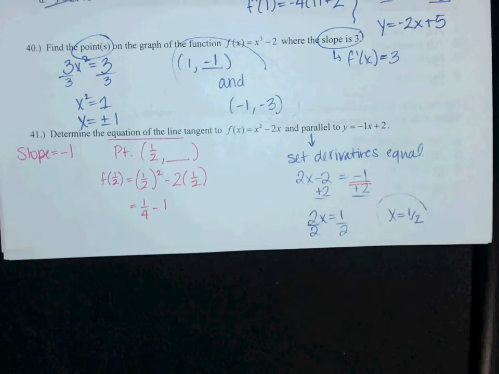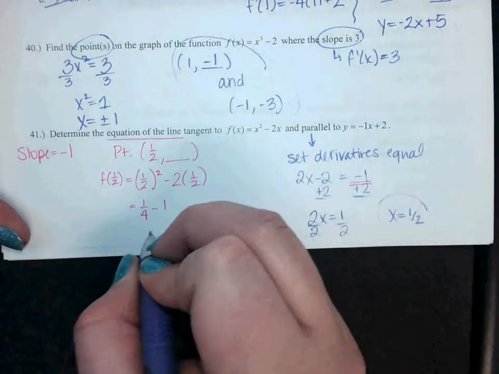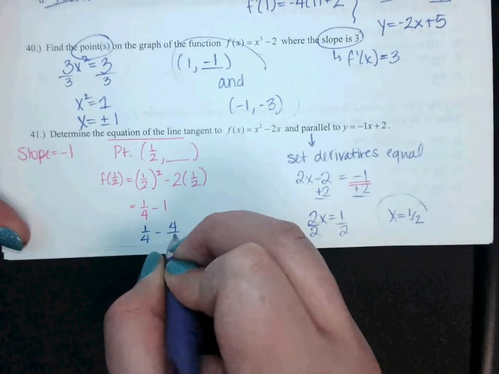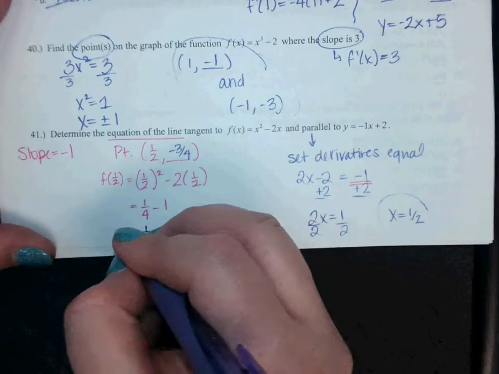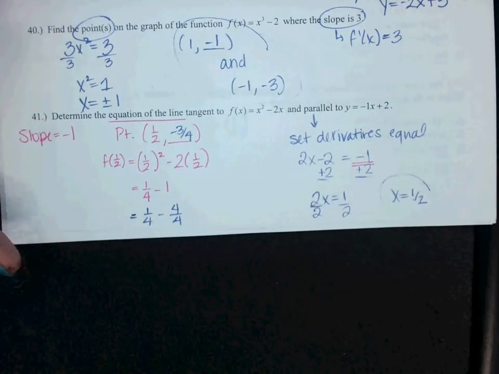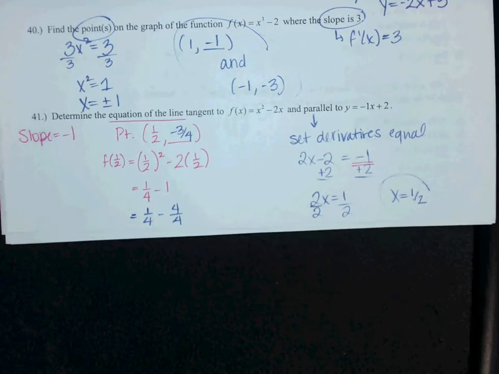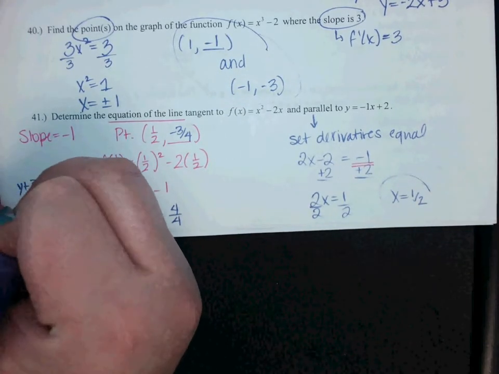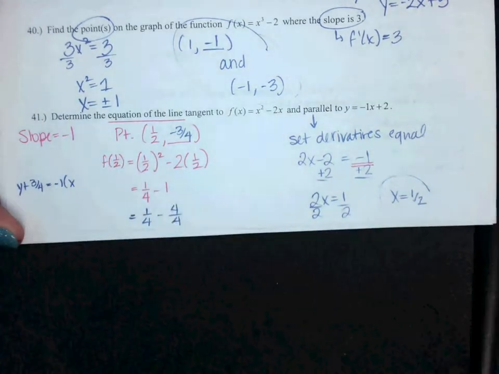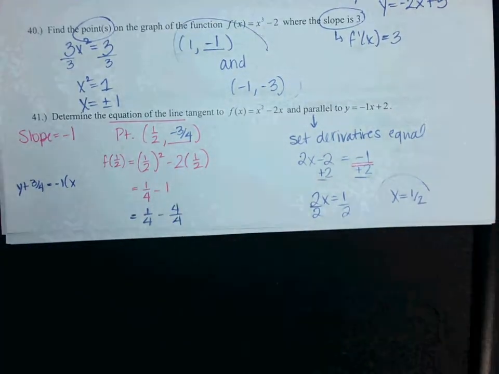Yes, and then I'll change my 1 into a 4/4. And then I'll get negative 3/4. Does that make sense? And that level of arithmetic you should be able to do without a calculator. Well, my kid could do that. So it'd be y plus 3/4, negative 1, thank you, x minus 1/2.